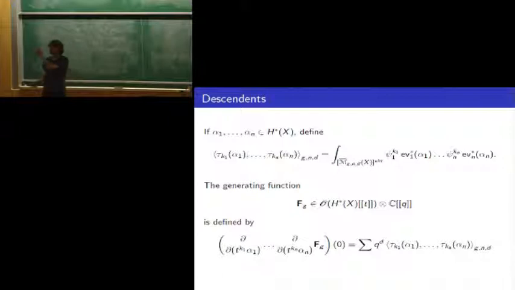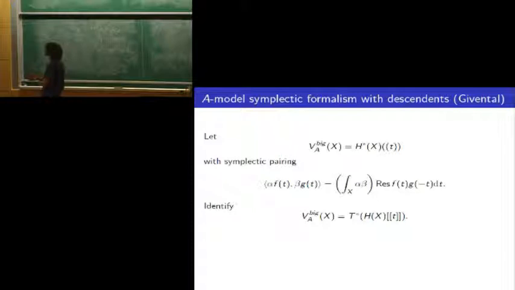So it's going to live in some infinite-dimensional symplectic vector space, namely the cohomology of x adjoins some parameter t. I have a feeling I'm going too fast. So we take the cohomology of x adjoins a parameter t. And Givental tells us there's a very natural symplectic pairing. I don't know where he came up with this, but it turns out to be exactly the right thing to do. And yeah, that's our big symplectic vector space.